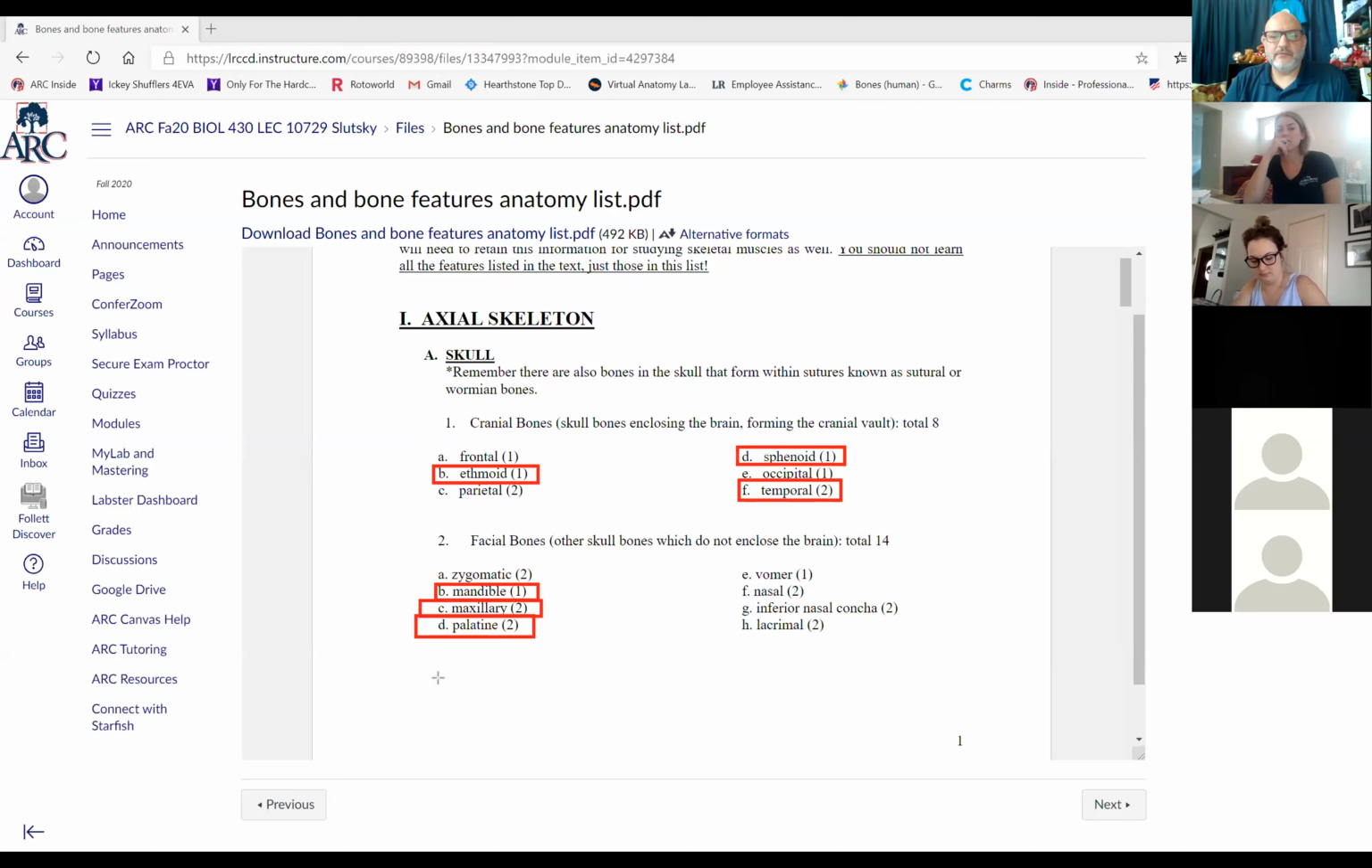Okay? And notice 3 of those, temporal, maxillary, and palatine, are paired bones. So that means for those 3, if I show you a picture of it outside of the skull, you need to be able to tell me whether it's left or right. So remember, when you have those paired bones that you're presenting, that is one of the things that you are responsible for.